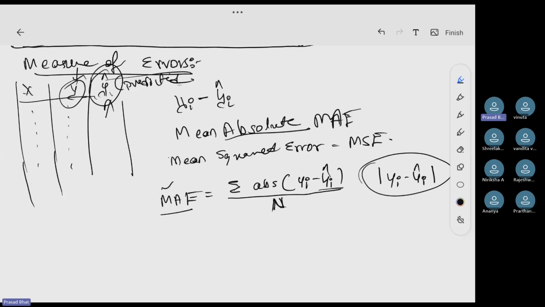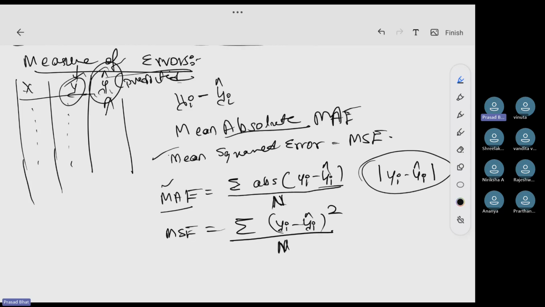This is what we have as mean absolute error. Now for MSE, it is going to be, what is it? Squared error. So essentially nothing but sigma of yi minus yi cap squared and averaged out. Fine. That is the only difference.